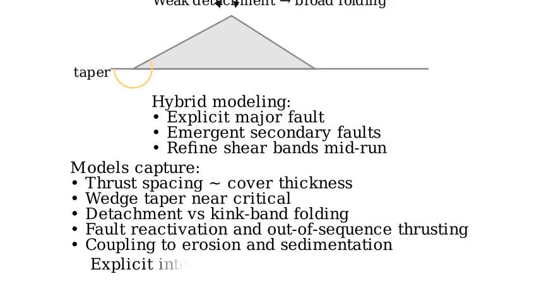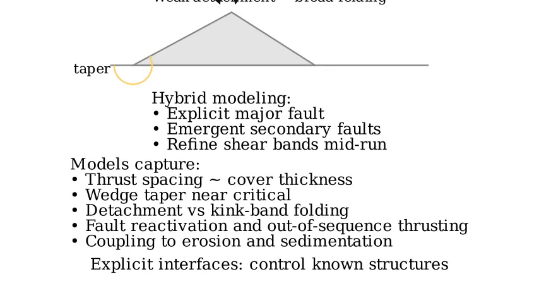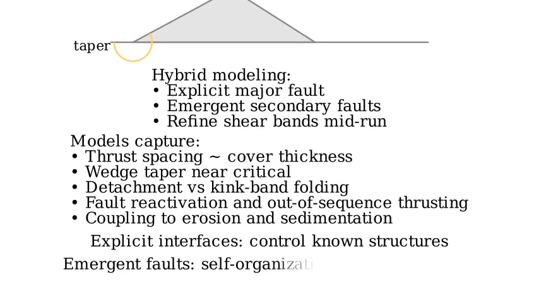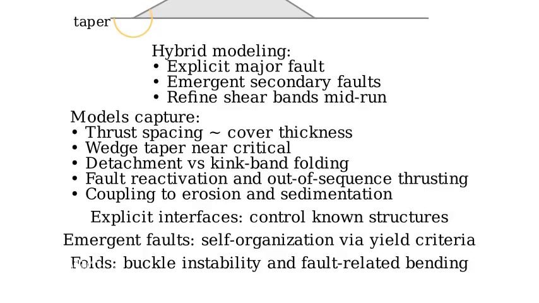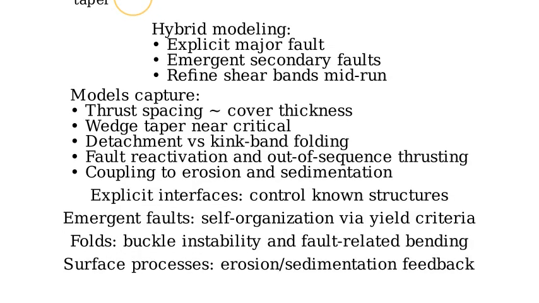Summary: explicit faults give control where structures are known, but cannot easily create new faults. Emergent faults self-organize under a failure law, but need resolution and softening to localize. Folds arise naturally from layered buckling and from fault-related bending, with wavelengths set by mechanics. Surface processes feed back by modifying wedge taper and load, influencing the timing and sequence of deformation.